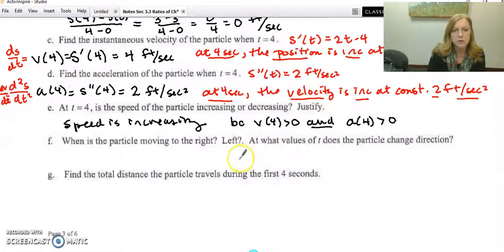All right, when is the particle moving to the right and to the left, and at what values does the particle change direction?